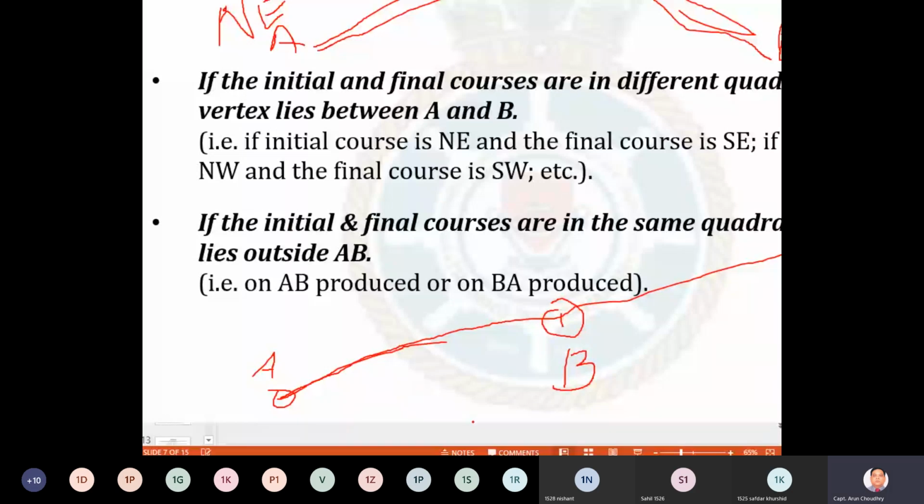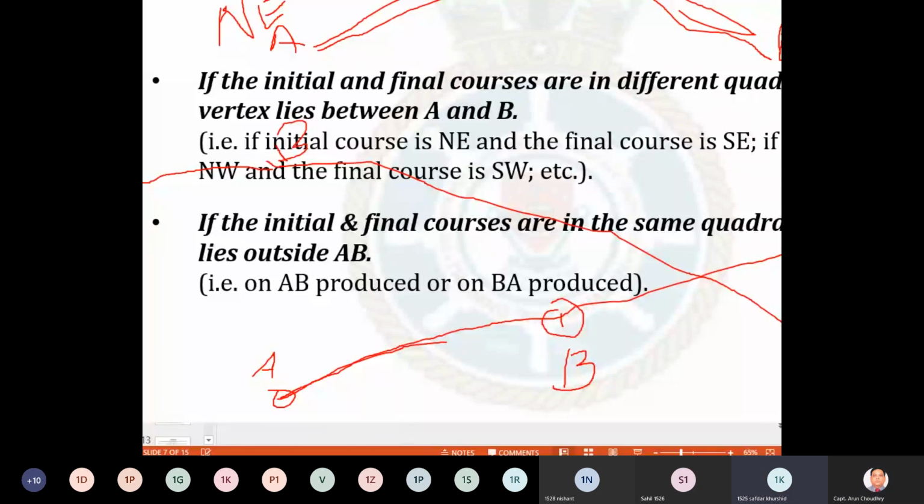If the initial and final courses are in the same quadrant, the vertex lies outside AB. We can take it also like this: A could be here, and then you could be going like this, and this is B. That means you have still not reached the vertex. Once you reach the vertex, then your course will start to come down. Is it clear now?